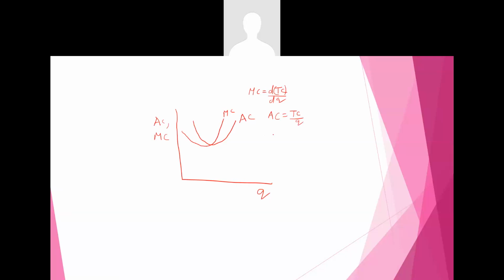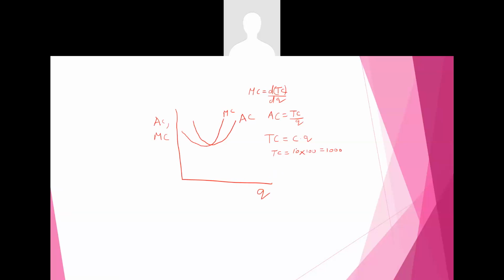Now let us write TC, or total cost, as C into Q, where C is per unit cost and Q is the output. So total cost is nothing but per unit cost multiplied by total output produced. For instance, say the per unit cost of producing a commodity is 10 rupees, and you are producing 100 units. Then total cost is 10 into 100, which is 1000. That is how you arrive at total cost: per unit cost C multiplied by output Q.